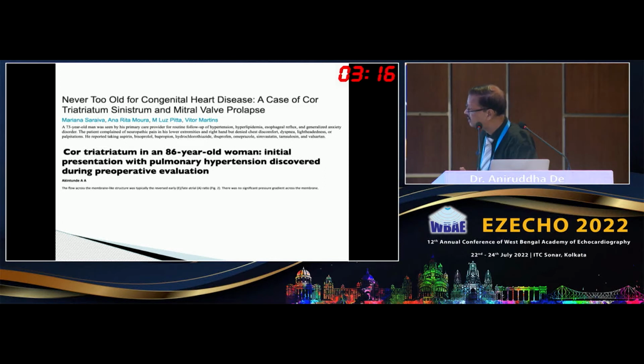one or two cases that is associated with the myxomatous degeneration of the mitral valve. And the oldest case recorded is a cor triatriatum in an 86-year-old woman. The initial presentation was pulmonary hypertension discovered during preoperative evaluation. In 86, that means the MR is multifactorial. There is a myxomatous degeneration and probably atriogenic dilatation of the annulus also.